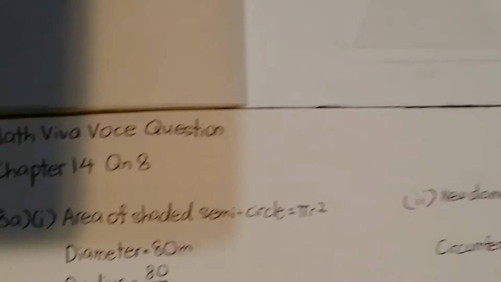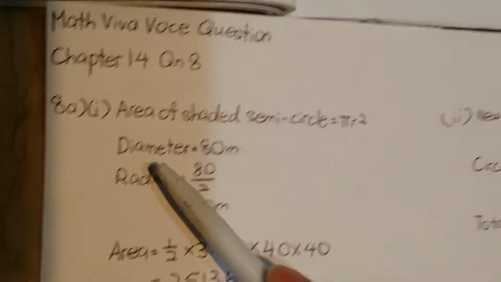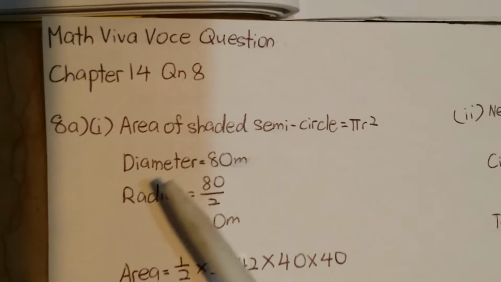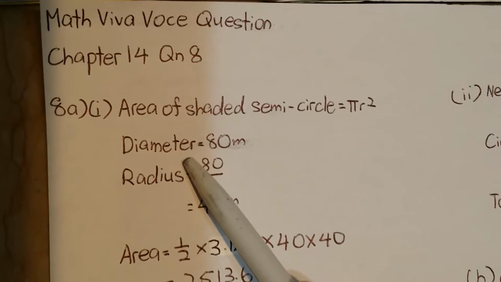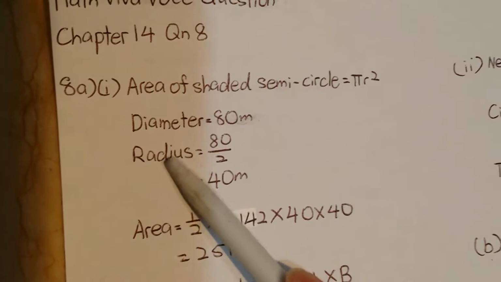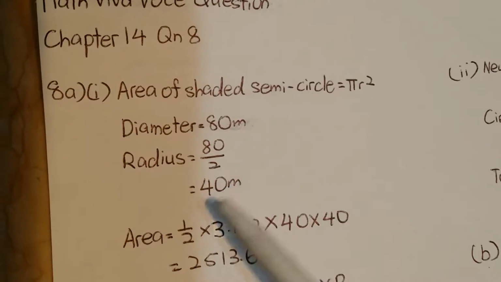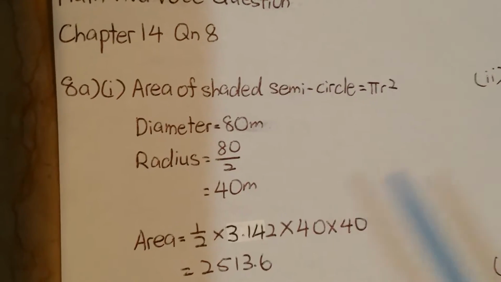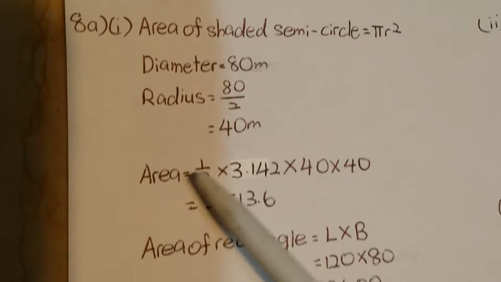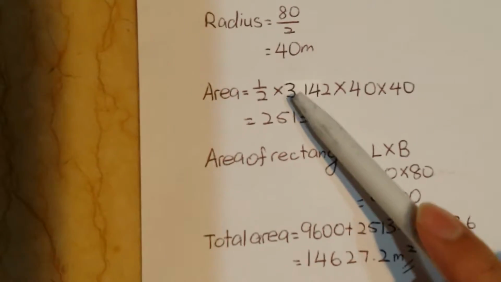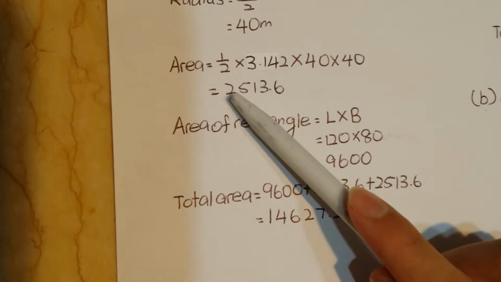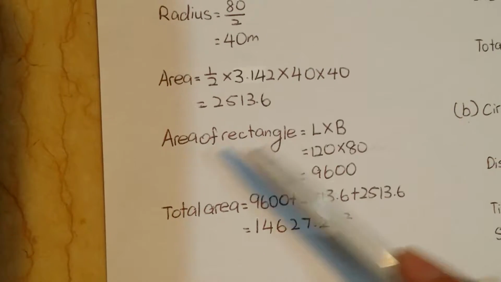Now I'm doing 8A1. First, we find the area of the shaded semicircle, which is pi r squared. That's the formula. The diameter of the semicircle is 80 meters. In order to find the radius, we take 80 meters divided by 2, and that will give us 40 meters for the radius. Now we find the area of the shaded semicircle. The formula is half times 3.142 times 40 meters times 40 meters, which will give us 2513.6 meters squared.